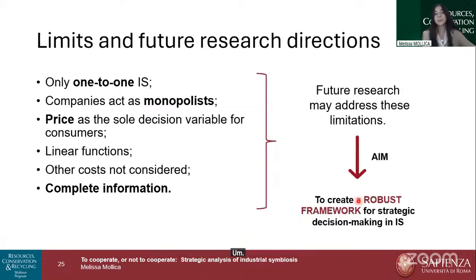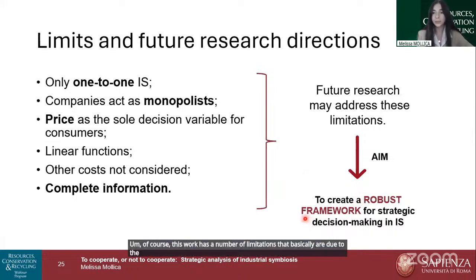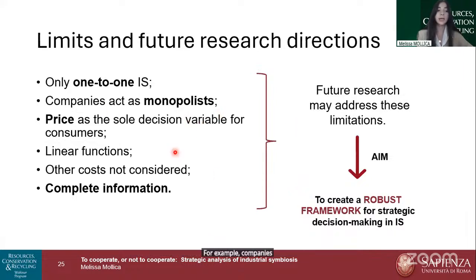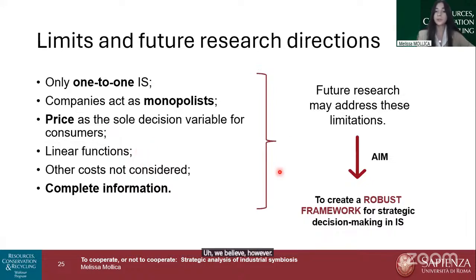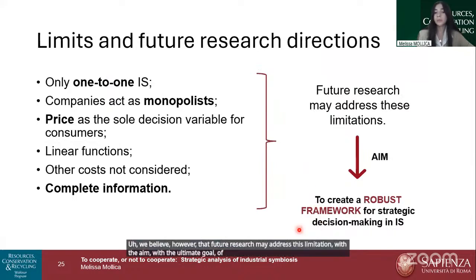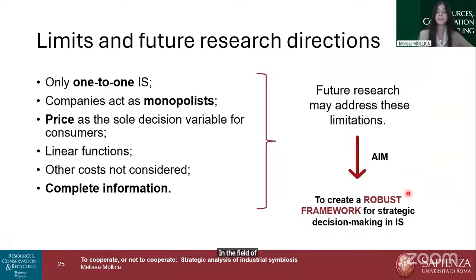Of course, this work has a number of limitations that basically are due to the assumptions that we have made inside the model. For example, companies act as monopolists. We use the price as a sole decision variable for consumers, linear function, complete information. We believe, however, that future research may address these limitations, with the ultimate goal of creating a robust strategic framework that might help companies in decision making in the field of industrial symbiosis.